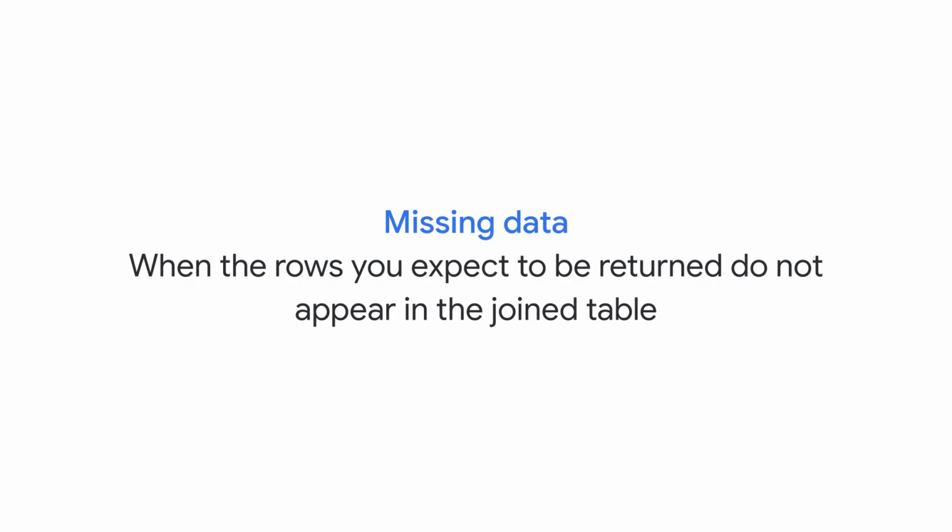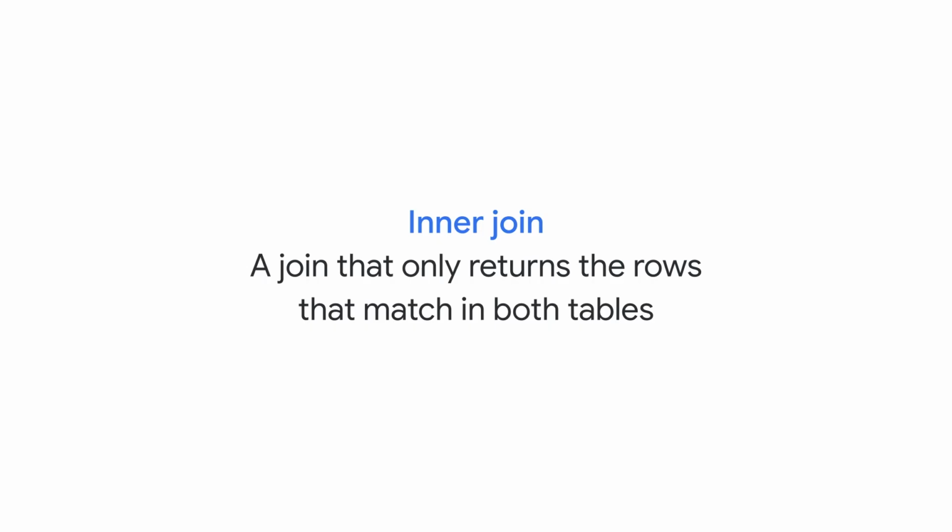Missing data is when the rows you expect to be returned do not appear in the joined table. But not all missing data is a problem. Missing data is usually the result of the type of join that a data analyst selects. This is why it's important to understand the inner and outer joins and their impact on the data returned. An inner join is a join that returns the rows that match in both tables.